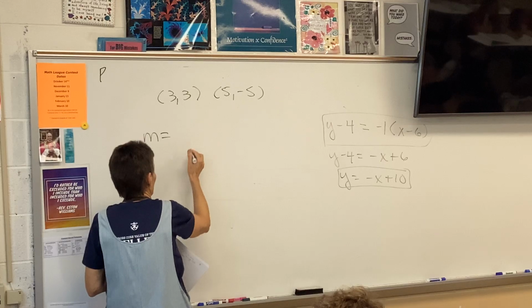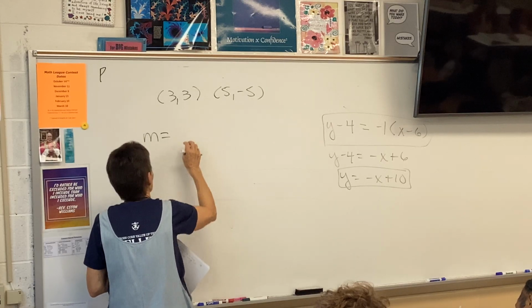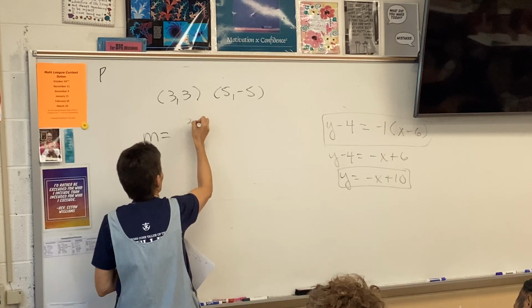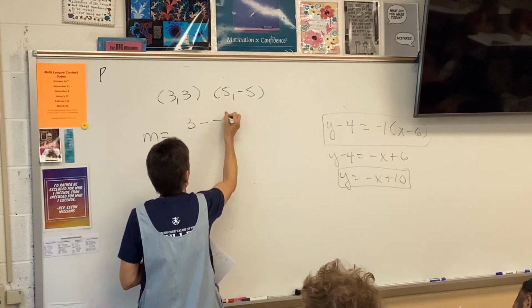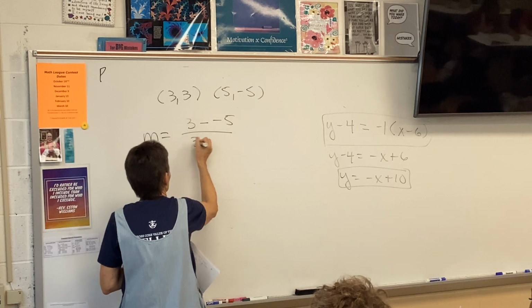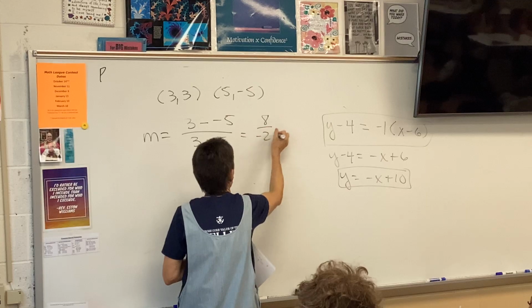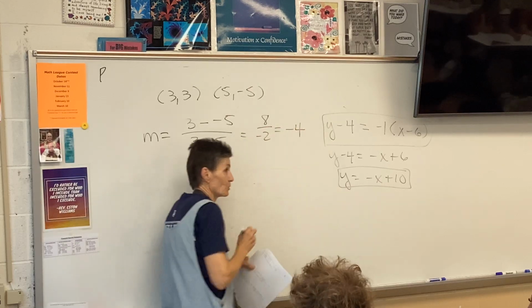Here we go. Somebody help me. 3. Negative 5. 3 minus 5. So 8 over negative 2. Did you get negative 4 for your slope? Yeah.